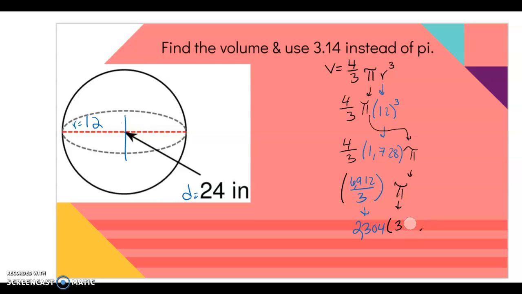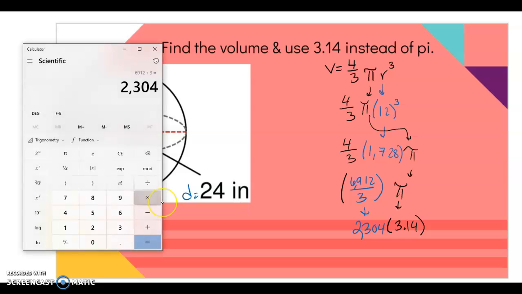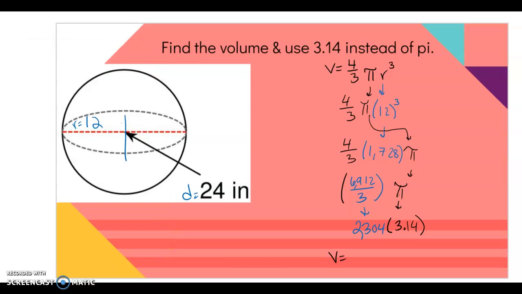I don't know what the heck just happened there, but that's okay. So take it and multiply by 3.14. Let's see what we get. Oh, holy cow, that's a huge number. V equals 7,234.56 inches cubed. I'm not going to round for this one. And if you did round, that's okay. It would just be 7,234.6 inches cubed.